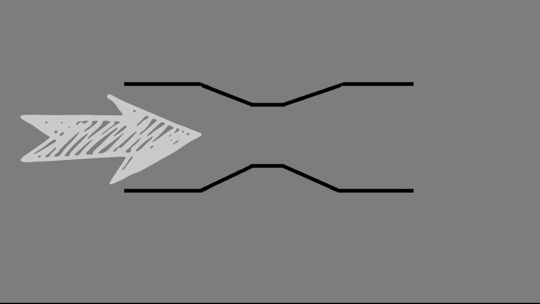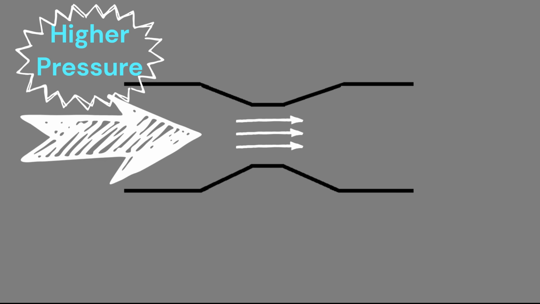If oil is flowing through a pipe this size, it is going to take a certain amount of force to push the oil through. However, if I restrict the pipe like this, it now takes more force to push that same amount of oil through the pipe. Pressure is just force applied to an area, so this additional force shows itself as higher pressure.